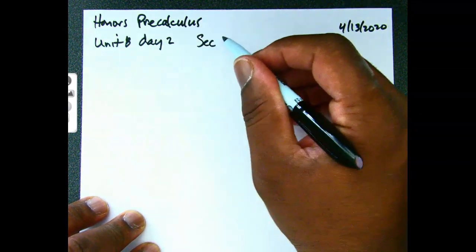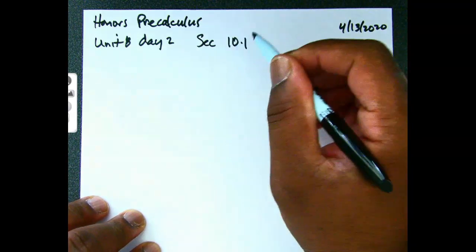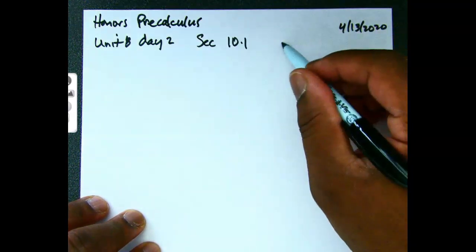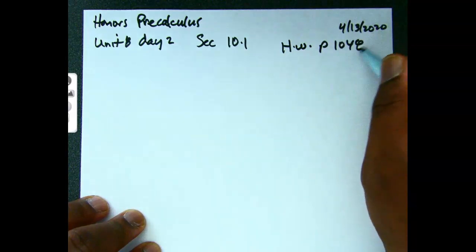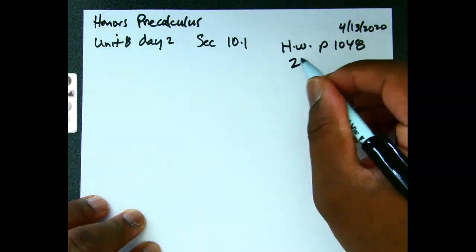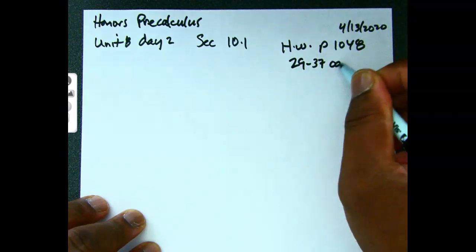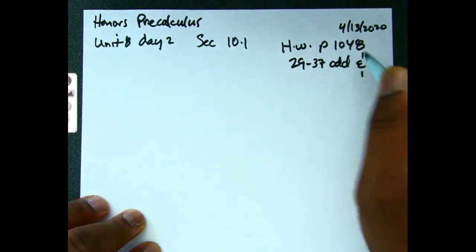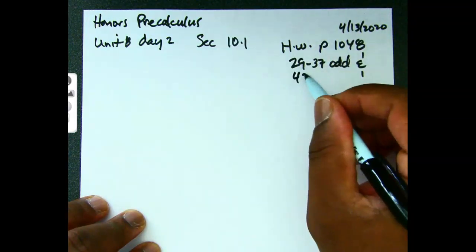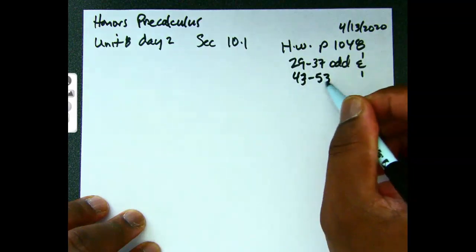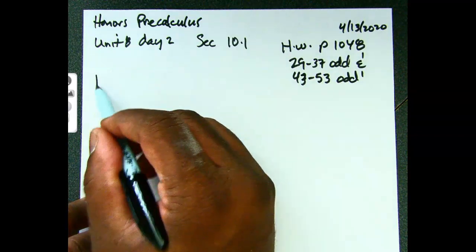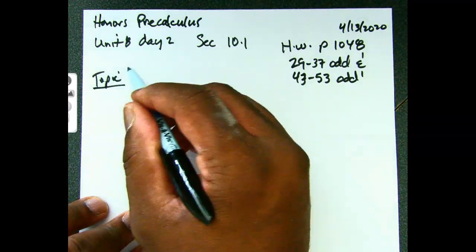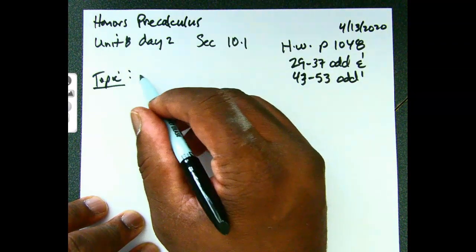And that's section 10.1. And our homework is page 1048, 29 through 37 odd, and 43 through 53 odd. And our topic today is summation notation.